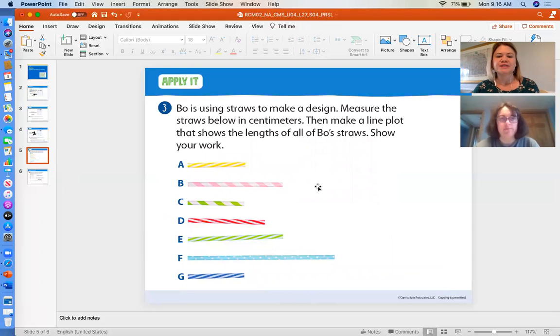Number 3, Bo is using straws to make a design. Measure the straws below in centimeters, then make a line plot that shows the lengths of all of Bo's straws.